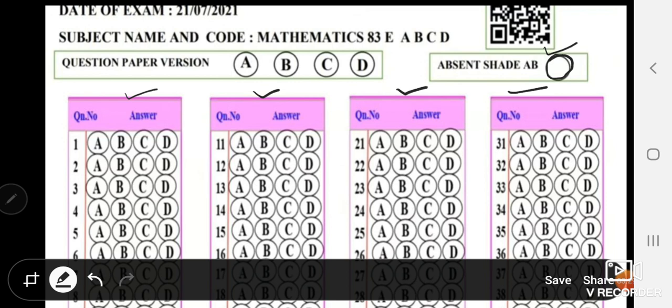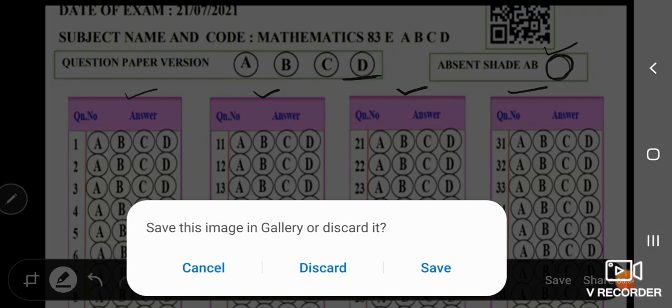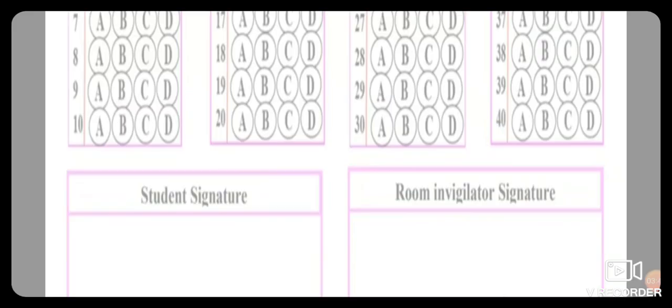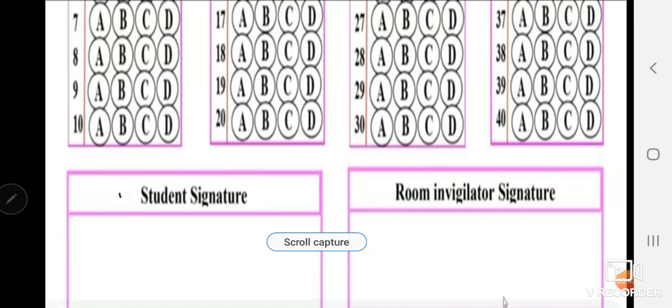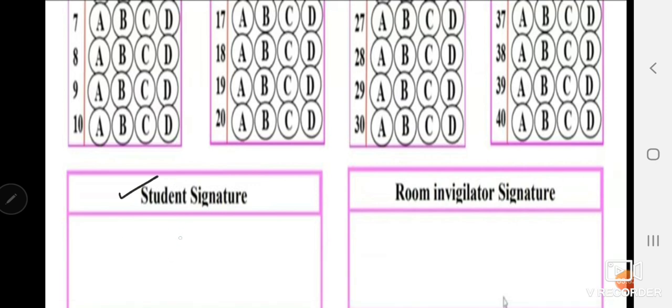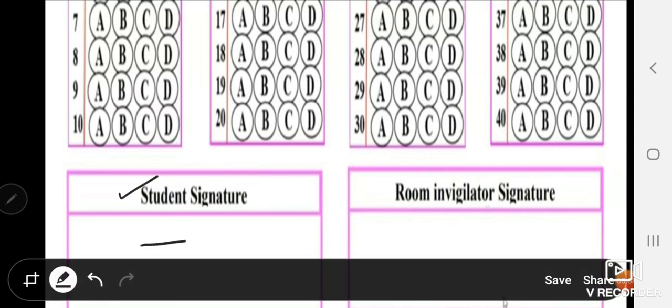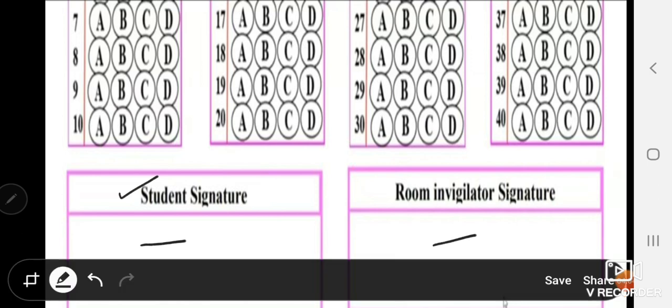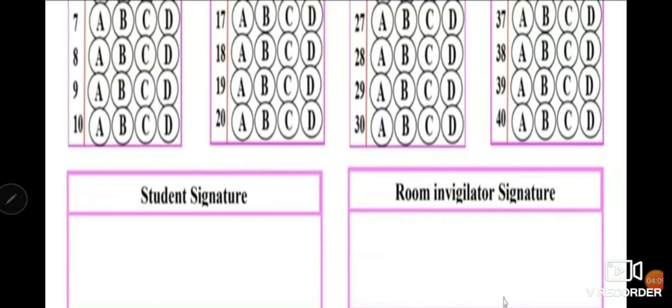Again, after getting the question paper and after filling in all these instructions, go to the bottom of the OMR sheet. Here, this is very important. You are seeing student signature. After entering all the information above, before writing the answers, you should sign your name or put your signature in this box, and you should get the room invigilator's signature. Whoever is going to invigilate you, you should get the signature. This is very important. If you have not done this, the paper is not going to be evaluated.